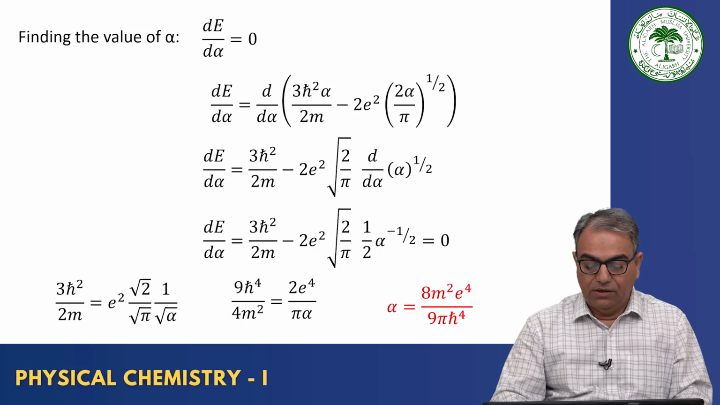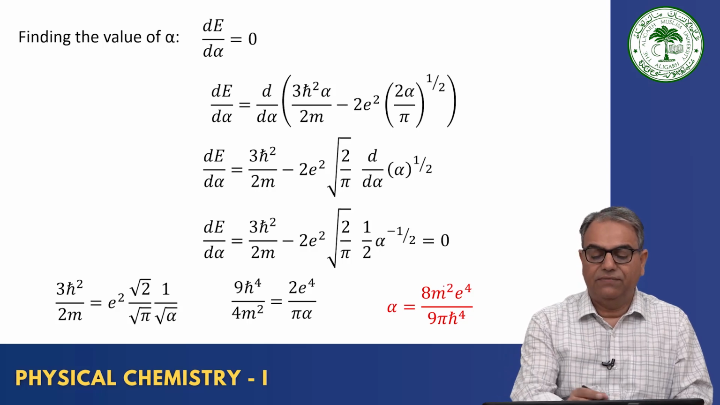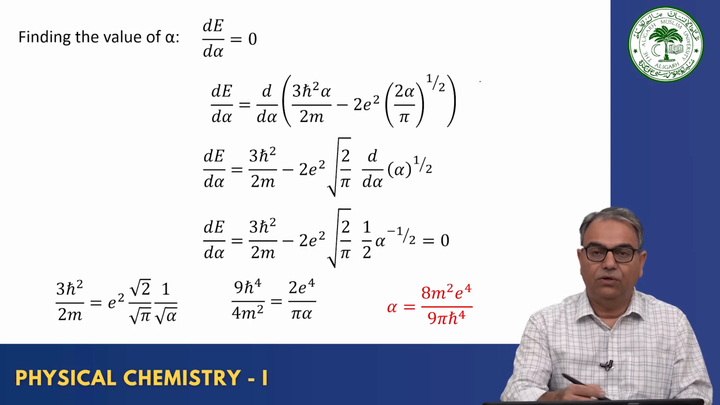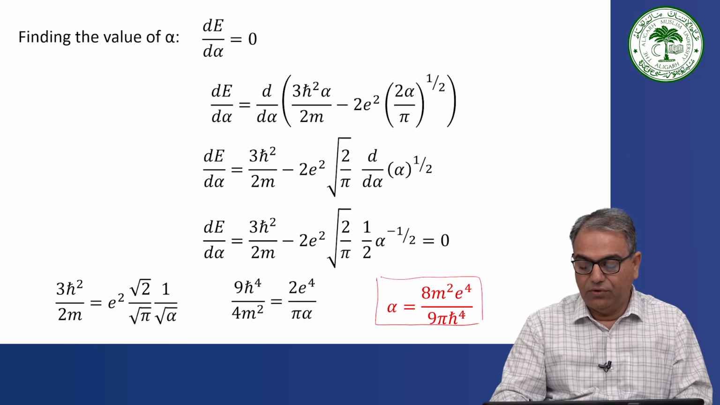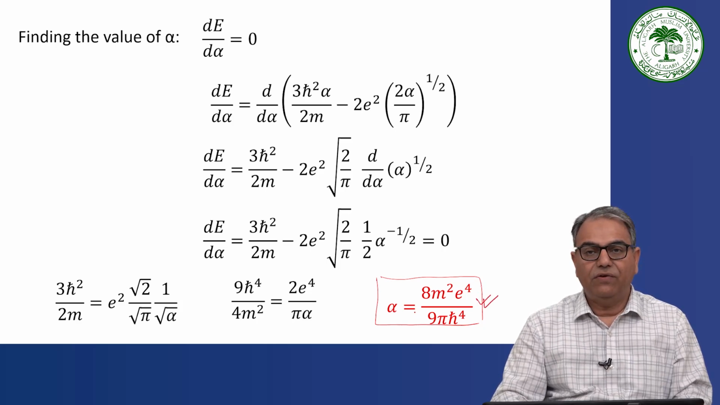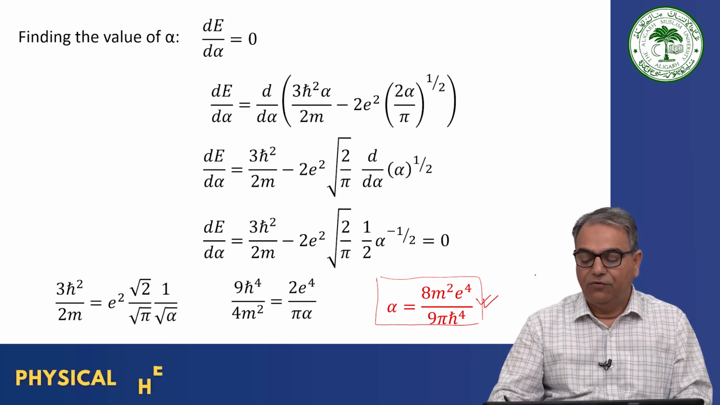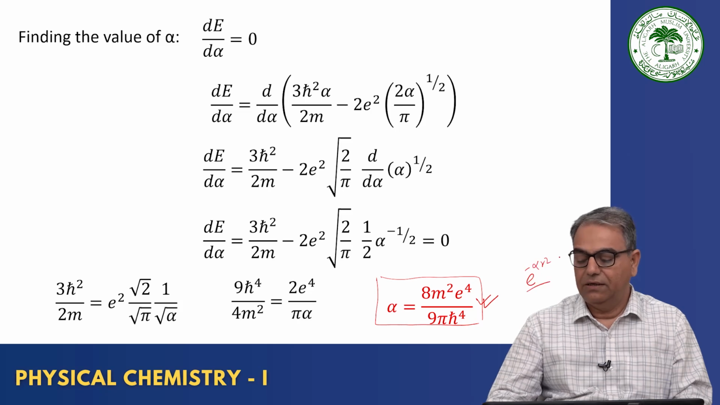And what do you get? The alpha value comes out to be, simple differentiation. We are not going to explain every step. It's very obvious, all the steps are written. So alpha comes out to be 8 m square e raised to the power 4 over 9 pi h cross raised to the power 4. This is the value of alpha. So this value of alpha will correspond to the minimum possible value of energy from the trial function exponential minus alpha r square. Got this one?